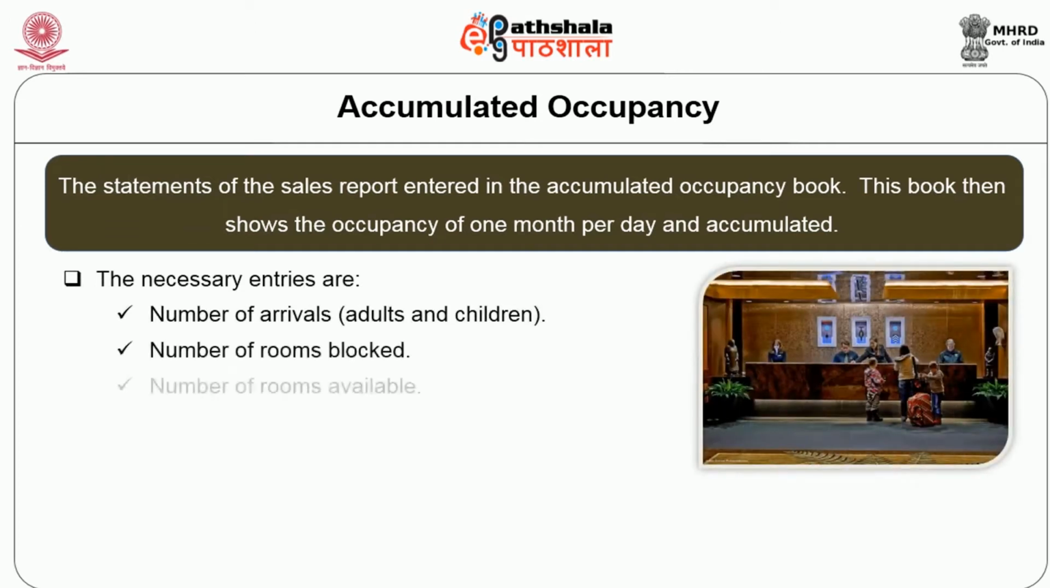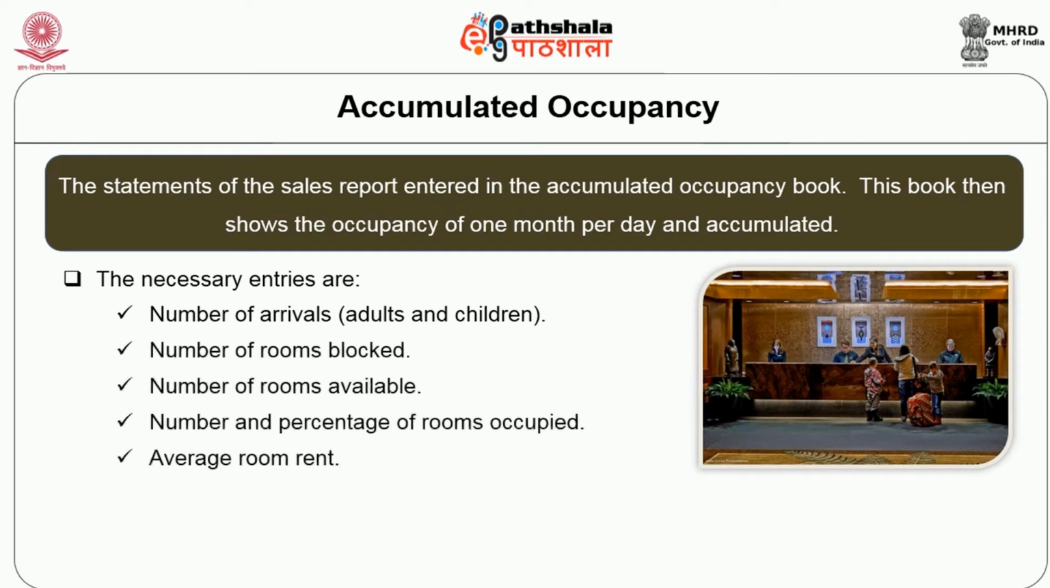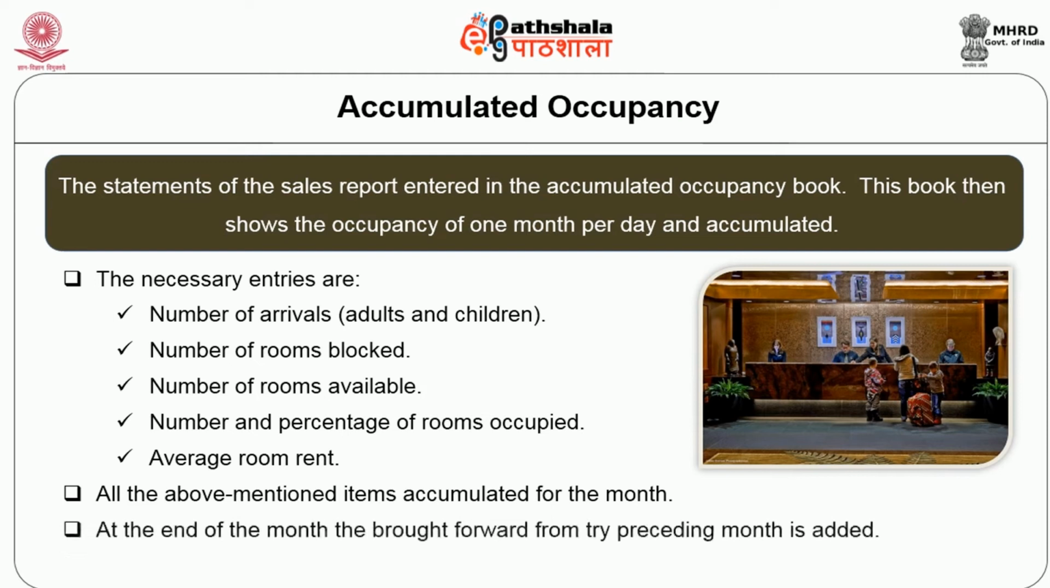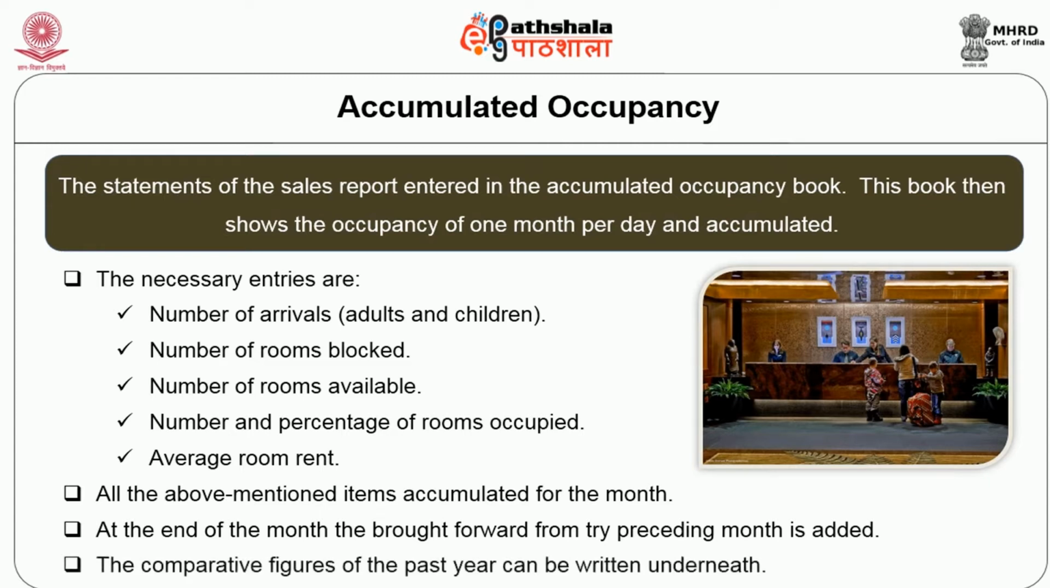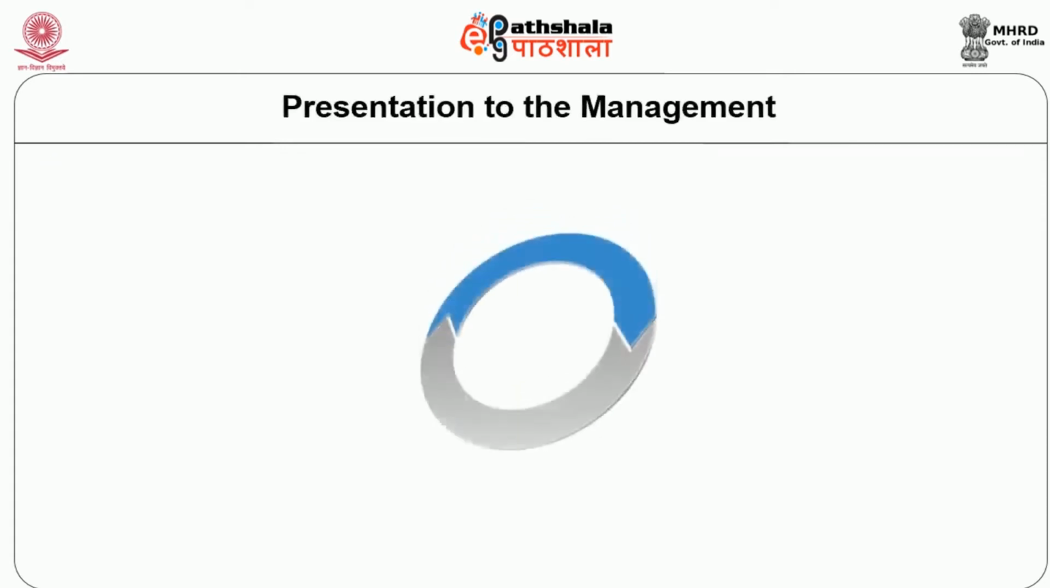The necessary entries required are the number of arrivals, that is, the number of adults and children who are coming, the number of rooms blocked, the number of rooms available, the number and percentage of rooms occupied, and the average room rent. All the above-mentioned items are accumulated for the month, and at the end of the month the figures brought forward from the preceding month are added. The comparative figures of the past year can be written underneath.